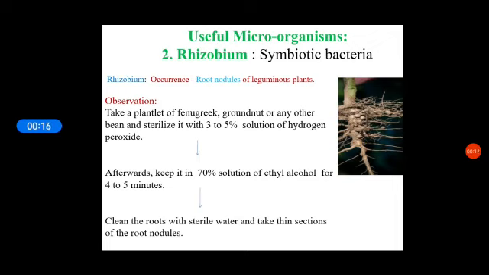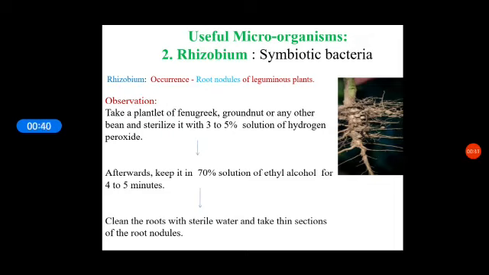Let's learn about useful microorganism Rhizobium. It is a symbiotic bacteria. Rhizobium occurs in the root nodules of leguminous plants like fenugreek, groundnut and soybean, etc. Root nodule means a small swelling on a root, as you can see in the alongside figure.